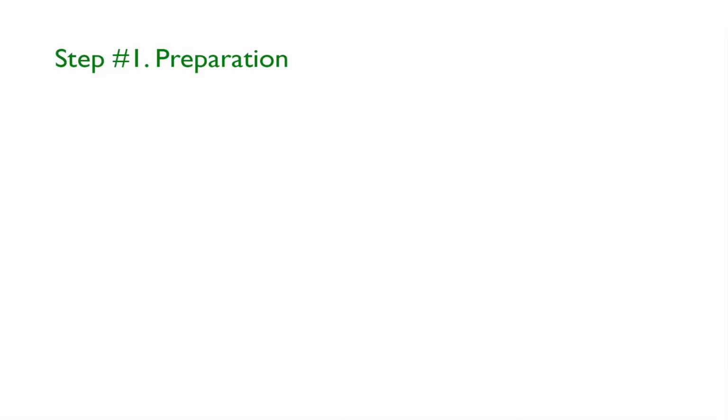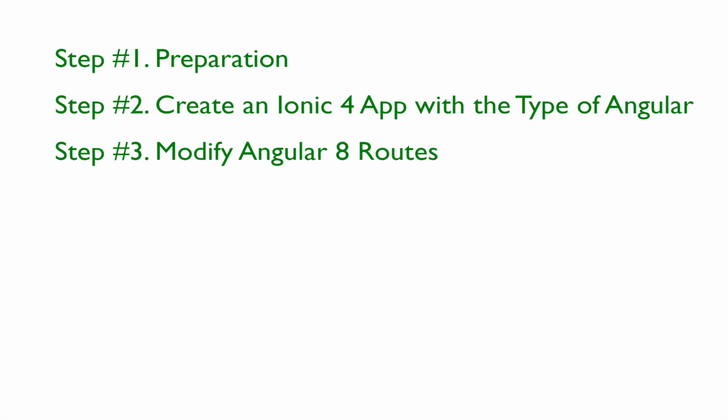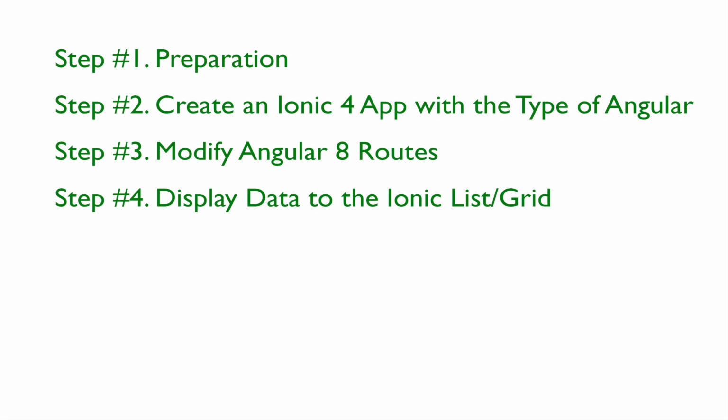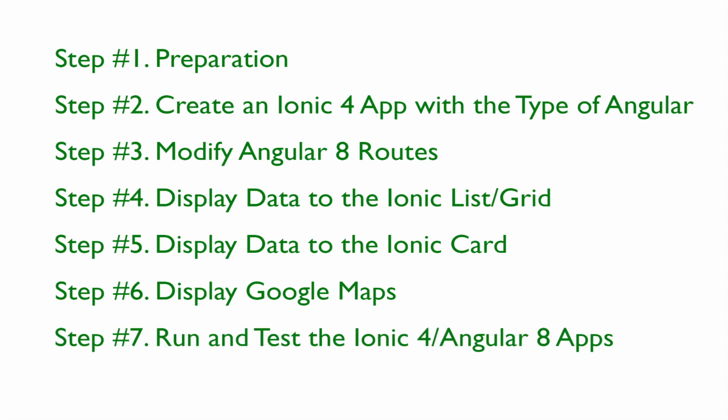Step number 1. Preparation. Step number 2. Create an Ionic 4 app with the type of Angular. Step number 3. Modify Angular routes. Step number 4. Display data to the Ionic list or grid. Step number 5. Display data to the Ionic card. Step number 6. Display Google Maps. Step number 7, or the last step, run and test the Ionic 4 Angular apps on devices.